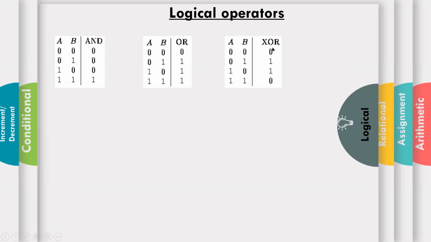For XOR, if both are equal, then output is 0. That means if 0, 0 is the input, output 0. And 1, 1 is input, then output is 0. If both are different, then you will get an output of 1. That means if at least one of the values is 1 and the other is 0, then only you will get 1. So you need to remember these gate values to understand the logical and Boolean operators.